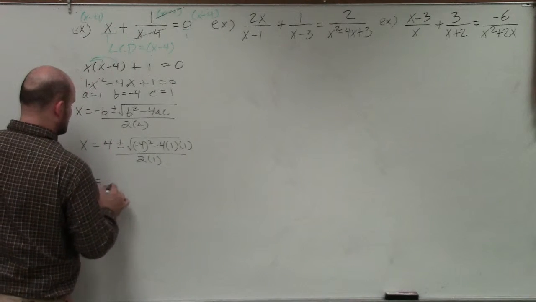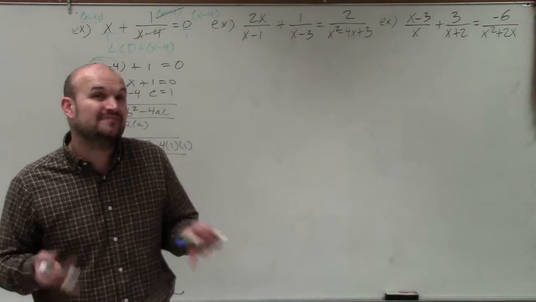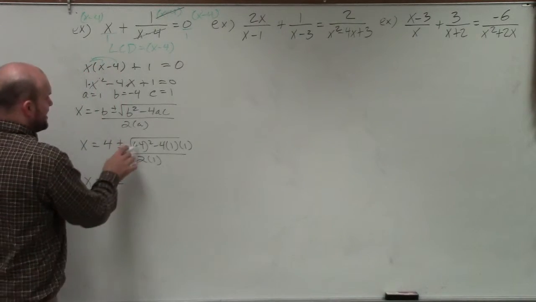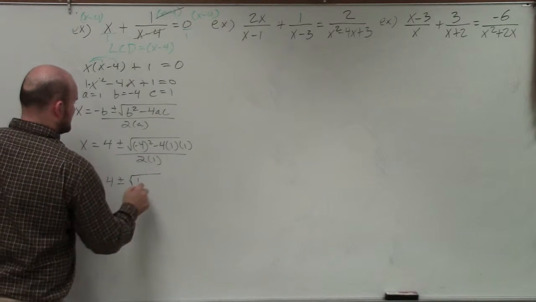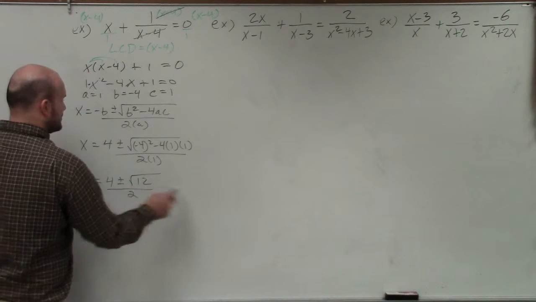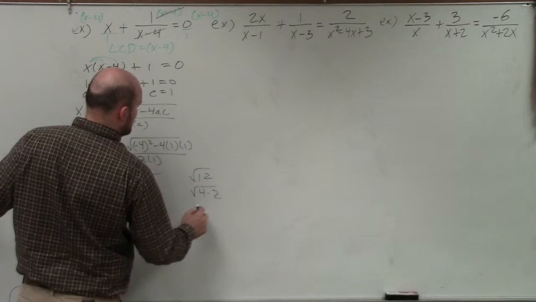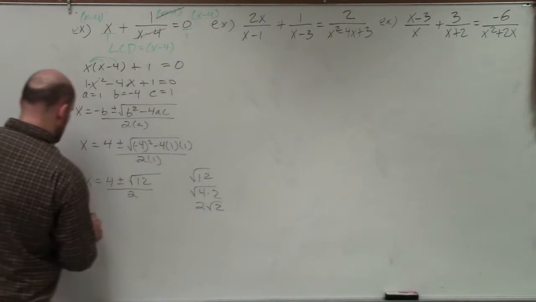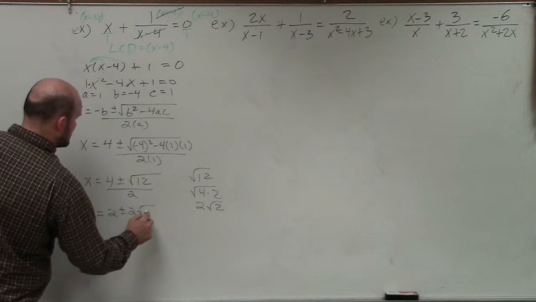Now, first thing I'm going to do is make sure I simplify my discriminant, because remember, if my discriminant is negative, then I know there's going to be no solution. So I have 16 minus 4, which is going to be 12. So actually, I am going to have some solutions. They're just not going to be rational. I can simplify the square root of 12. I can break up the square root of 12 as the square root of 4 times 2, which is 2 square root of 2. So therefore, that becomes x equals 2 plus or minus 2 square root of 2.